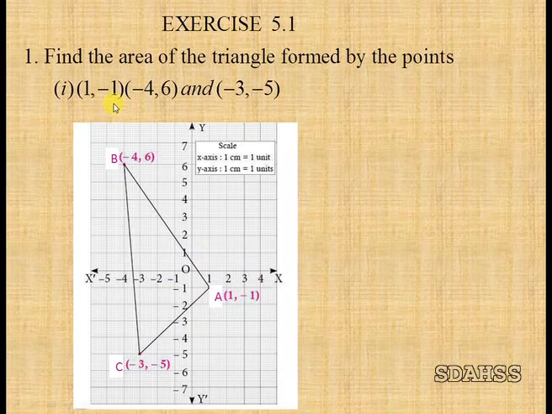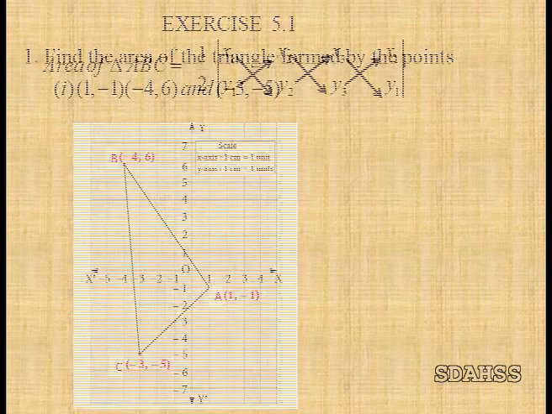First point is (1, -1). Second point (-4, 6), and then (-3, -5). Just plot all the points in the graph and then name them A, B, C. You can name them in any order. After naming A, B, C, then you find the area of the triangle.